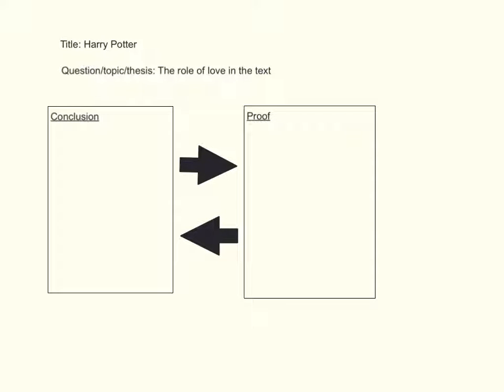Now in this case, we're dealing with the text on Harry Potter, and the topic is the role of love in the texts about Harry Potter. The conclusions that we are set to investigate is that love is power, and that love separates good from evil in the example of Harry Potter.